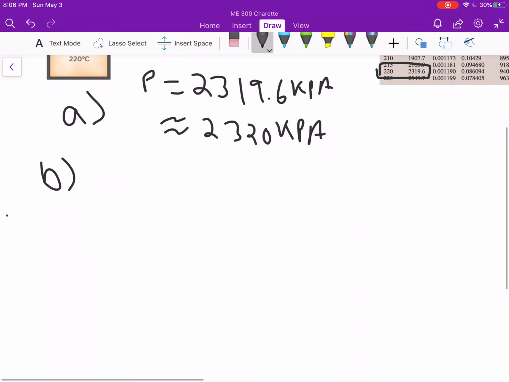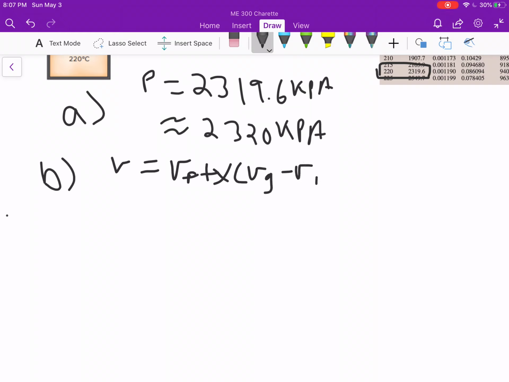Now, part B is a little bit more tricky. We're going to determine the quality of the saturated mixture. Now, the equation we would use for this is typically specific volume equals the specific volume for the liquid plus the quality times the specific volume of the gas minus the specific volume of the liquid. We don't have everything we need, so we're going to go towards our total mass. We're going to figure out the masses of the mixture first.